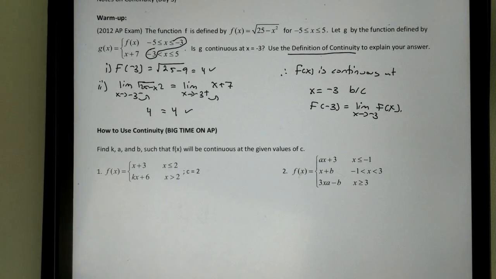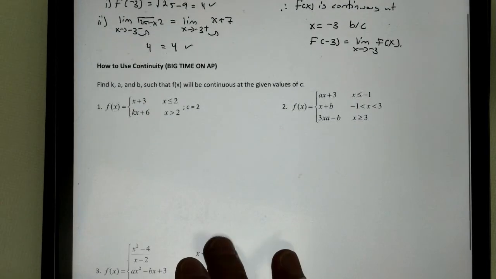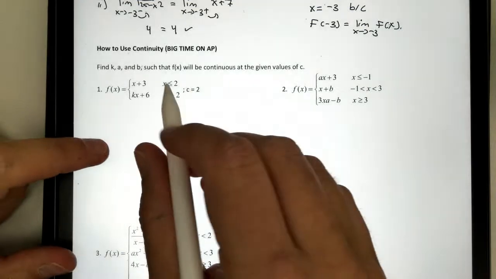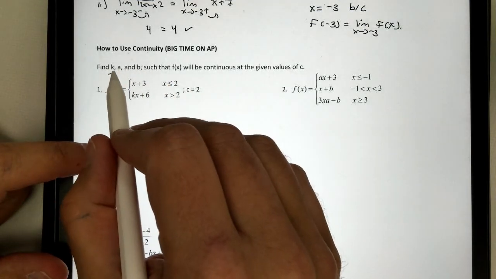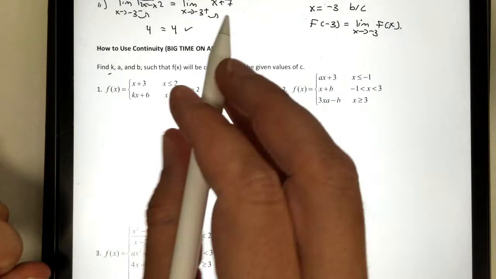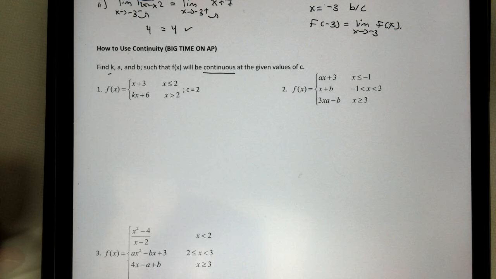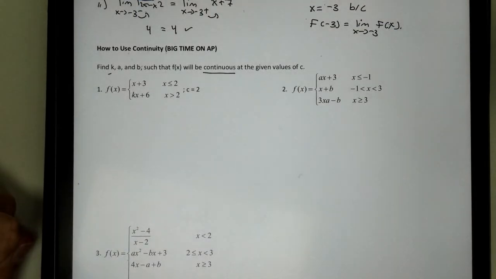All right. So here, how do we use continuity? Big time on the AP. All right. This one can get kind of tricky. We want to find K, A, and B such that the following functions will be continuous at the given C value. The key word being continuous.